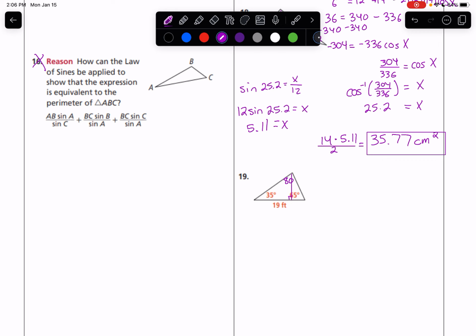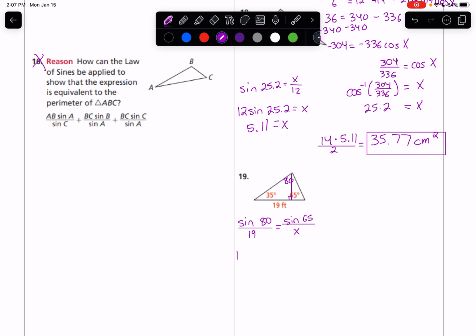In order to do that, I need to know some information about the right triangle that I create over here. 19 is the entire base, so I need another piece of information. I need to know this side length of the triangle before I can find the height of the triangle. Lucky for me, I can find this side of the big triangle using law of sines because I have an angle opposite side pair, and I also have the angle that is opposite of this side. So I can say the sine of 80 over 19 is equal to the sine of 65, the other angle I'm looking at, over its opposite side, x.